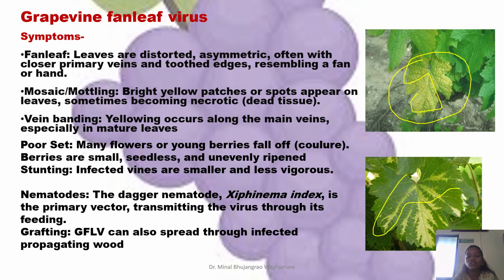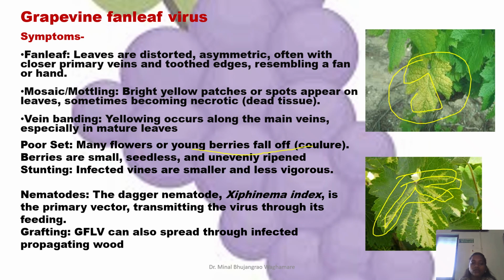We can also find vein banding. Here we can see yellowish veins. The vein becomes a yellow color. We can see a vein banding pattern also occurs in this grapevine fan leaf virus. And ultimately, due to lack of photosynthesis, it leads to the falling of the berries at premature stages. Young berries fall off.